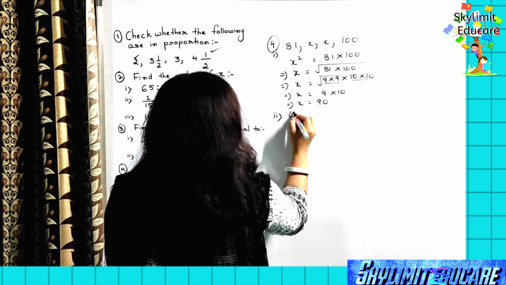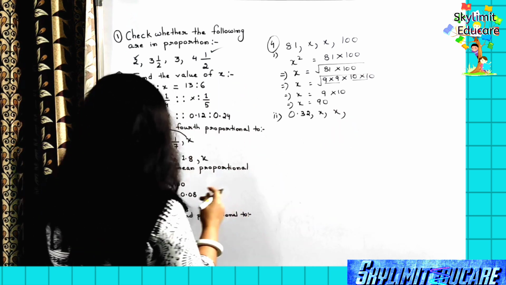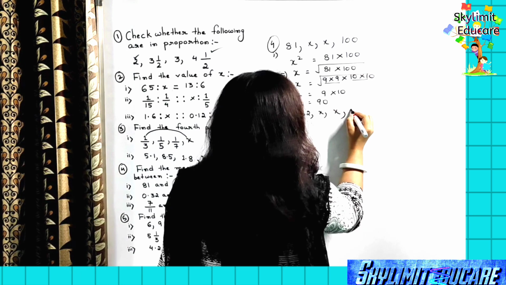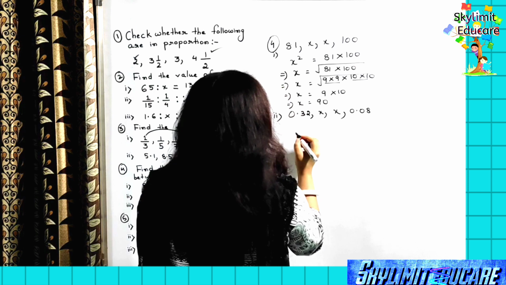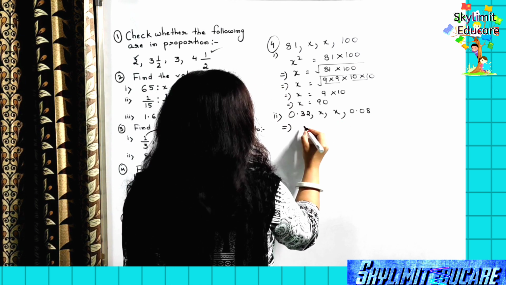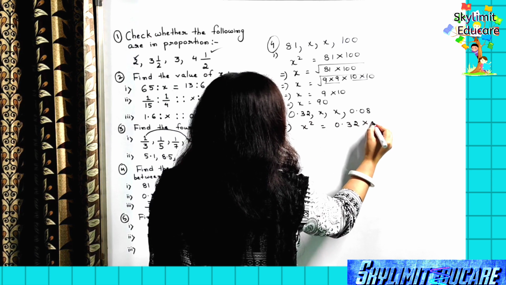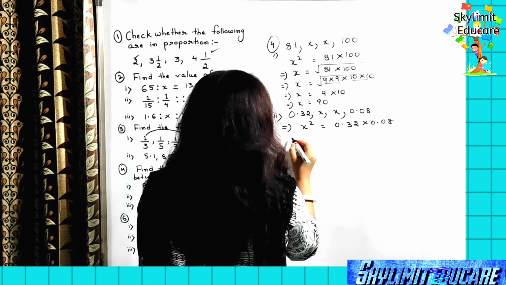So let the middle terms be x and x. The extremes are 0.32 comma 0.08. Clear? So now let us write it. The product of means is x square. The product of extremes is 0.32 multiplied by 0.08.